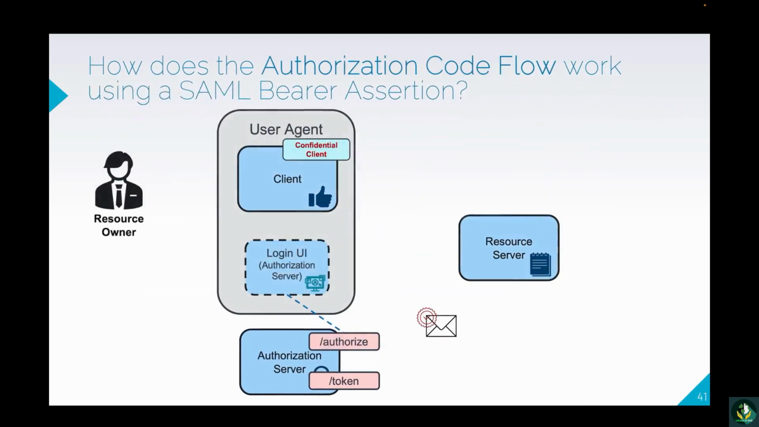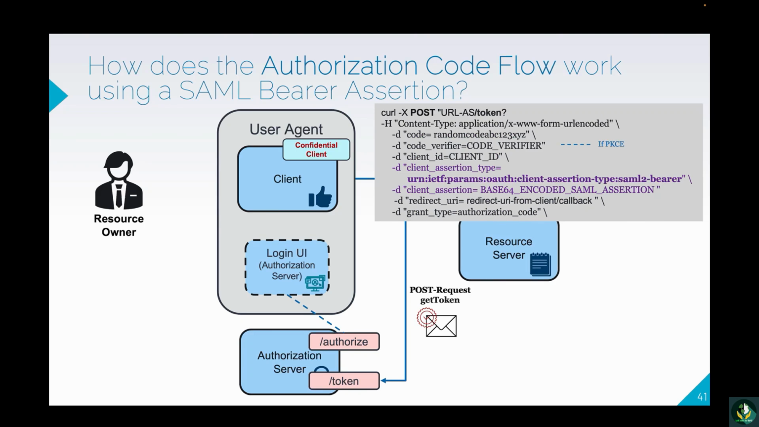For the authorization code flow, the curl command for using a SAML bearer assertion as a client authentication method is similar to the standard authorization code flow command. But instead of including the client secret, the encoded SAML assertion is provided, with the client assertion type parameter set to indicate the use of the SAML bearer assertion method.